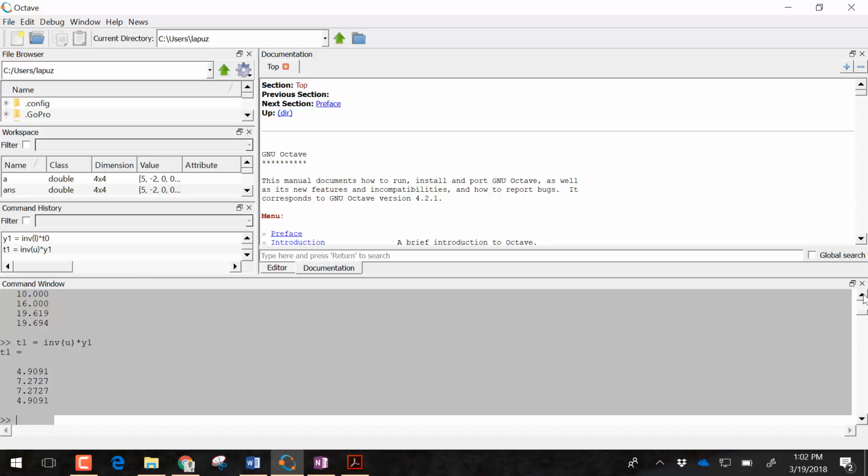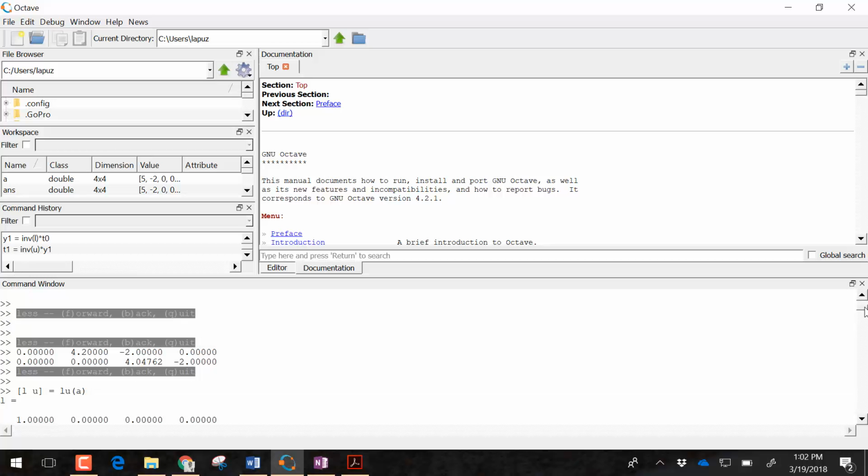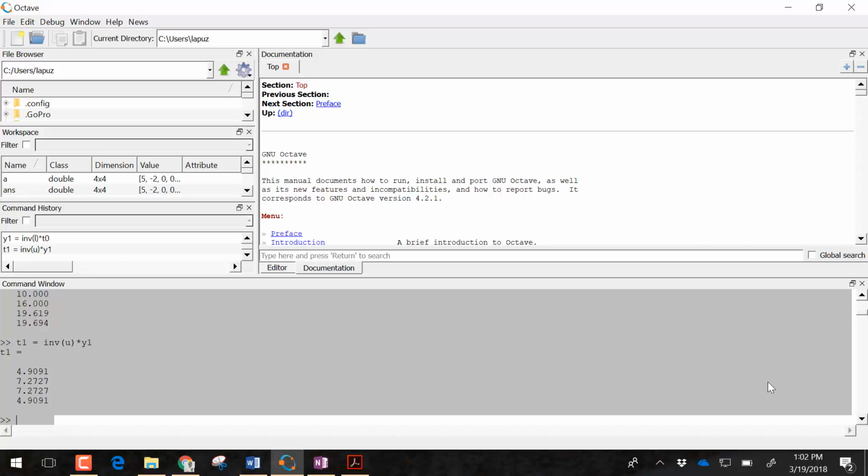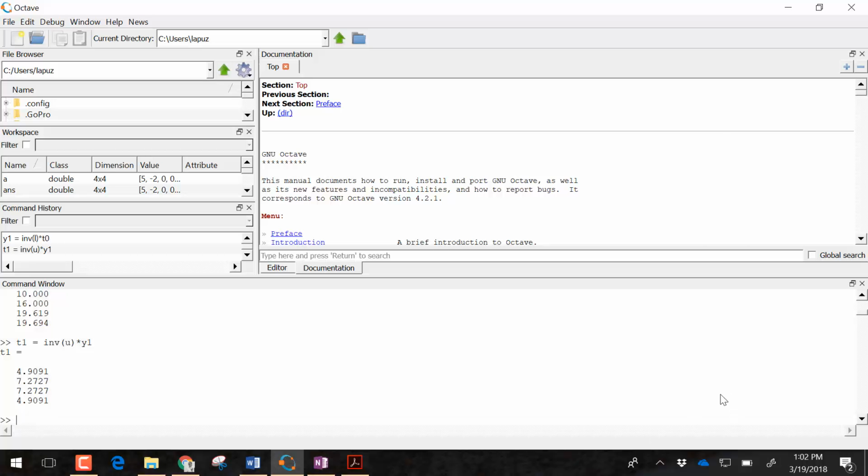Can you scroll up? Control Alt? No? Well, if you can't do that, then just get it from your command history.